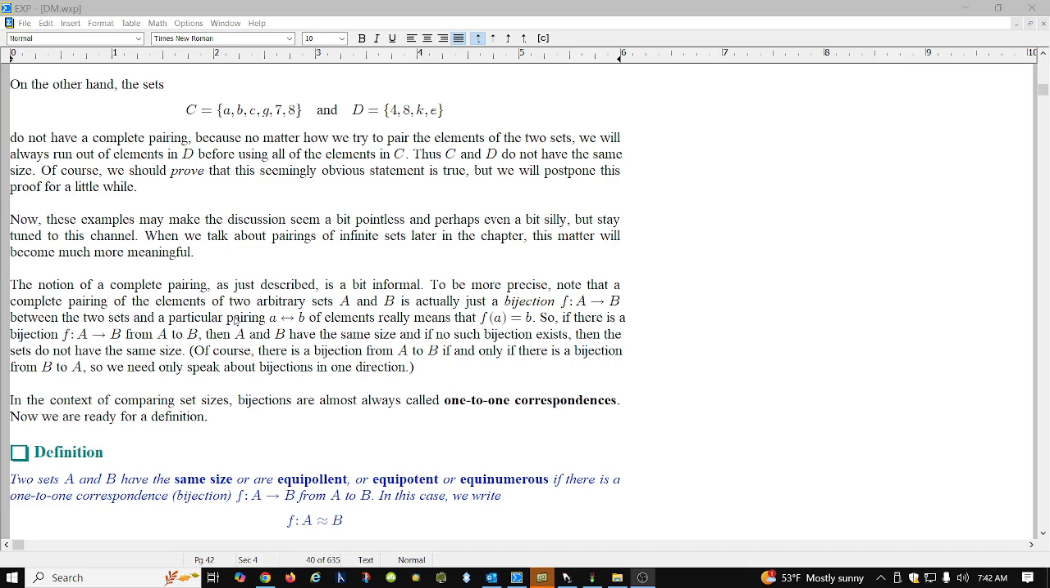But I'll still use the term complete pairing once in a while, and I might write a pairing like this as I did before. What this means, if the bijection is denoted by F, is that F of A is equal to B.